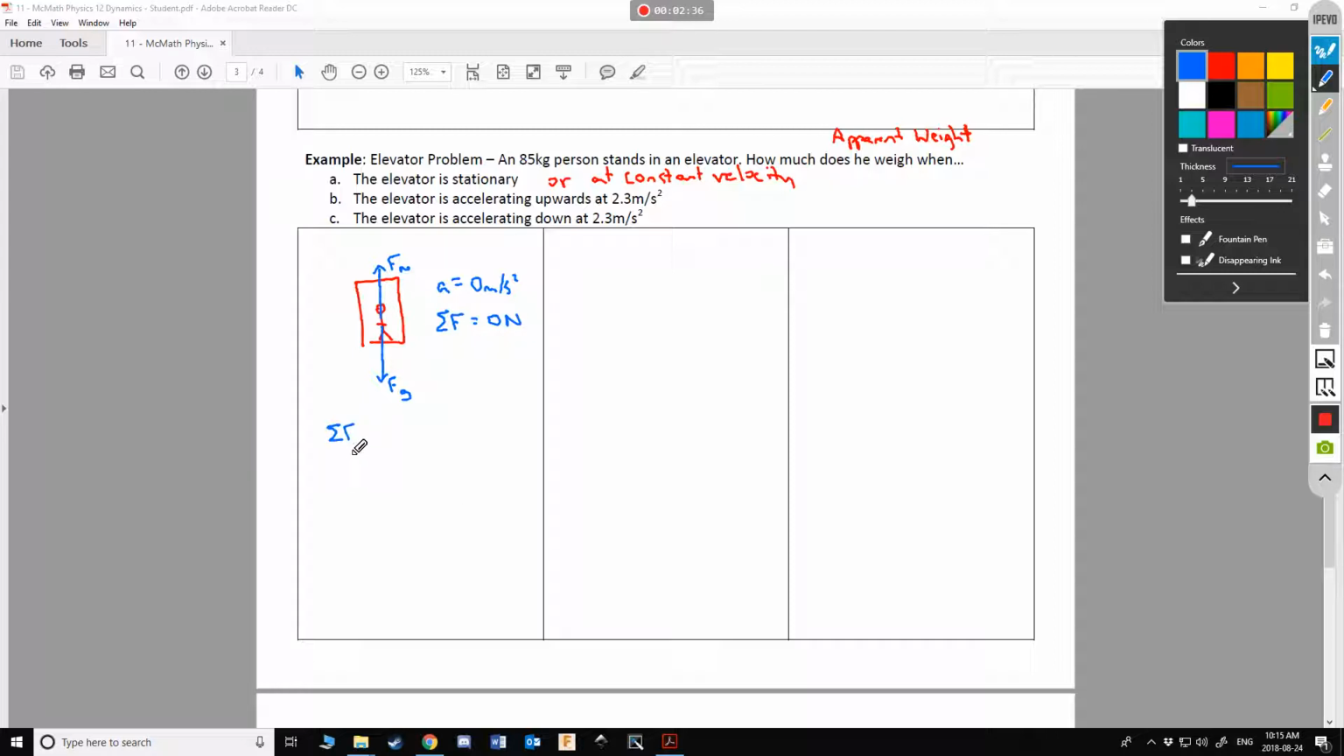If I look at the sum of the forces in the y direction, we can see that the normal force minus the force of gravity. Well, we just said that the net force must be 0. So you get 0 is equal to Fn minus Fg. So we can see the normal force is equal to the force of gravity. When we are traveling at constant speed, or stationary, our weight is as we normally feel. Fn is just going to equal mass times gravity, which is 85 kilograms times 9.8, and we get around 830 newtons.